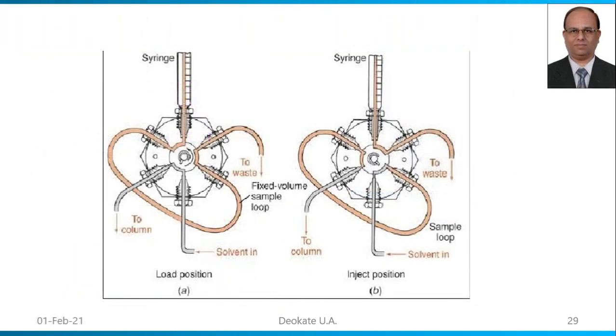So this is the loop type system. I will just explain the function. This is the load position and this is the inject position. In the load position, these are the loops. Now this is the column, which is connected to this solvent reservoir, and the liquid is entering through the solvent reservoir and going to the column. Now the loop is not in the flow path of your column. Only the solvent is passing here.